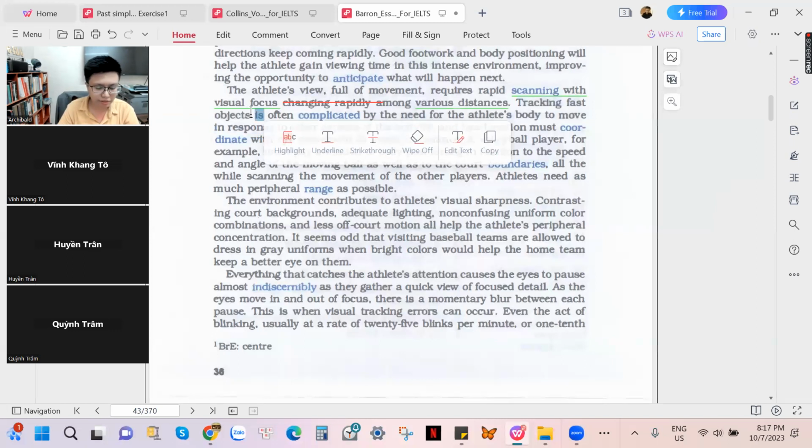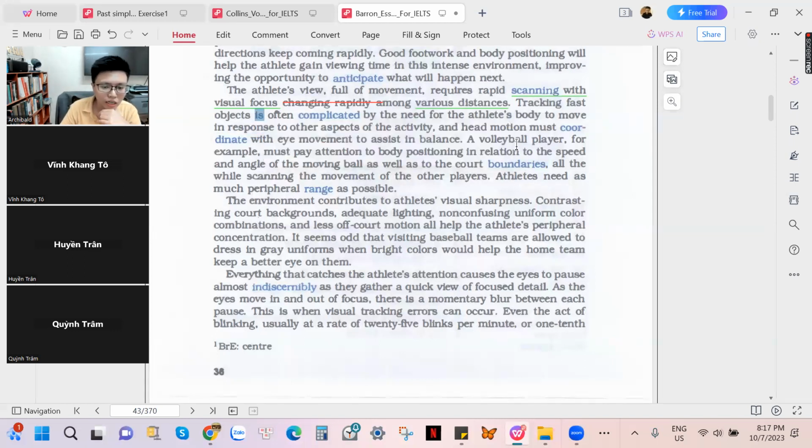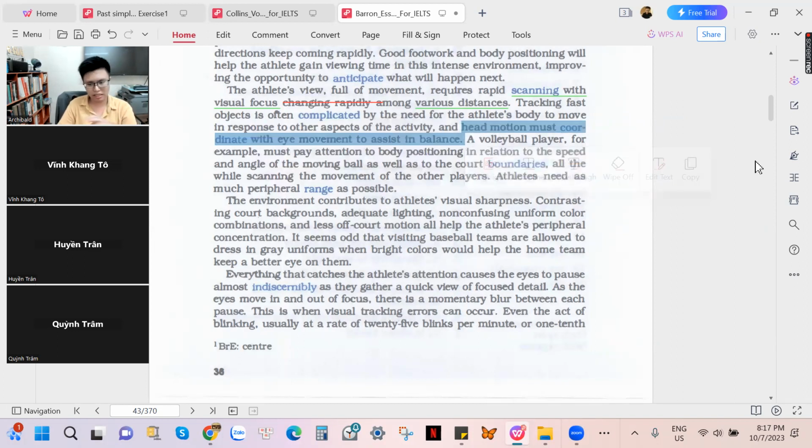So of course, before this is, we have a subject. After this is, we have an object, right? Like right here. And here, head motion, blah, blah, blah, in balance. This is the next sentence. All right, so here, track.